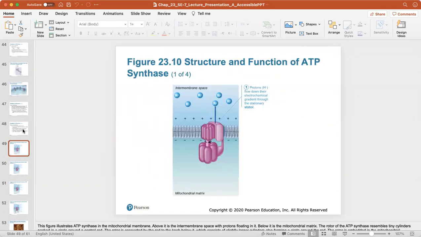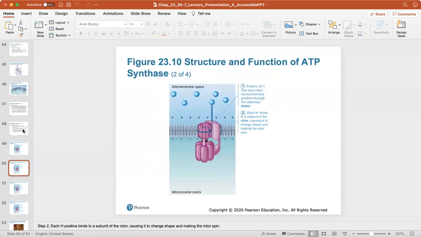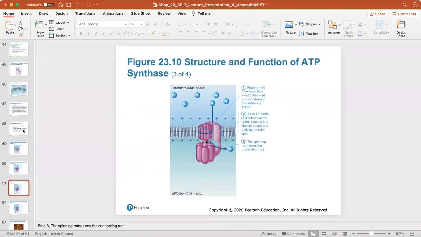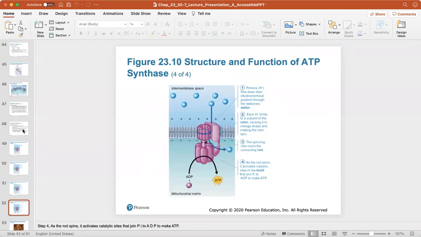Protons flow down their electrochemical gradient through the stationary motor, or ATP synthase. Each hydrogen binds to a subunit of the rotor, causing it to change shape, making the rotor spin. The spinning rotor turns the connecting rod, and as the rod spins, it will activate the catalytic sites in the knob that will join a phosphate group to ADP, creating ATP.